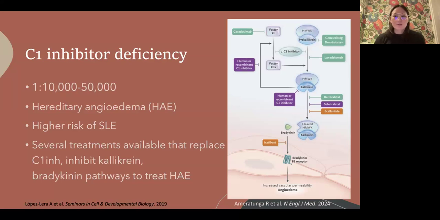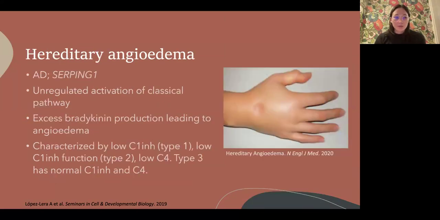And then on the right, you can see there are all these different treatments that we have or are being developed for C1 inhibitor replacement or to inhibit other parts of the pathway, such as kallikrein and bradykinin. So I'm briefly going to mention HAE. I know it's not the focus of this talk, but it's an autosomal dominant complement disorder. SERPING1 encodes the C1 inhibitor, and different mutations in this have resulted in a familial angioedema.